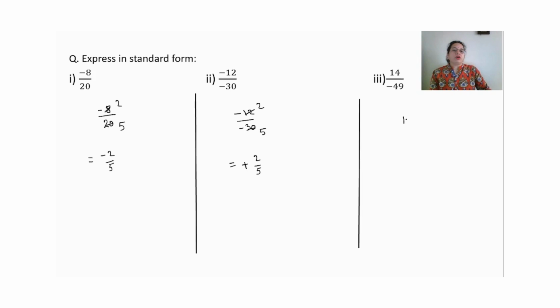Now next is 14 upon minus 49. So 14 and 49 are divisible by 7. 7 2s are 14, 7 7s are 49. So the answer is 2 upon minus 7, but in standard form your denominator should be positive. So how can we do that? We write the minus sign with the numerator and the denominator will become positive. I told you actually we are multiplying by minus 1 upon minus 1, but instead of doing this step directly, we can shift the minus sign to the numerator. So the answer will be minus 2 upon 7.